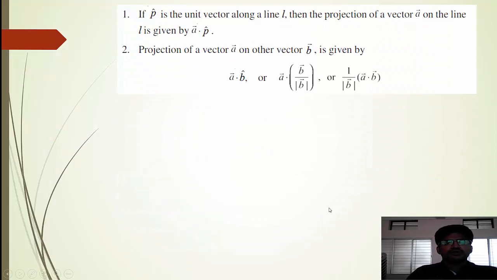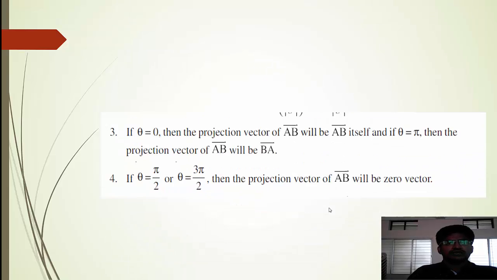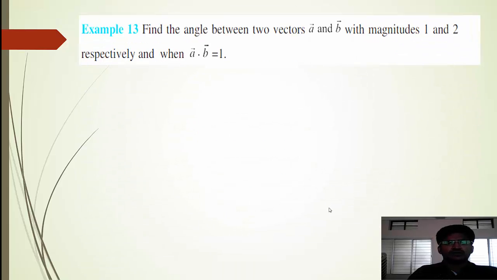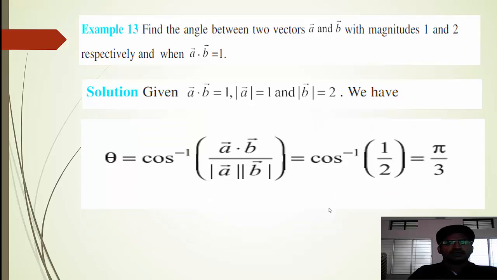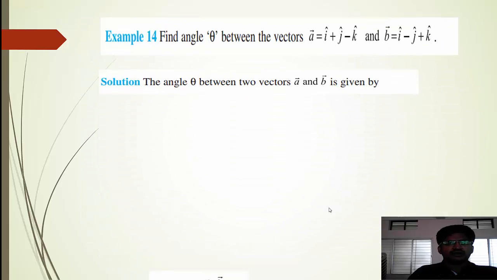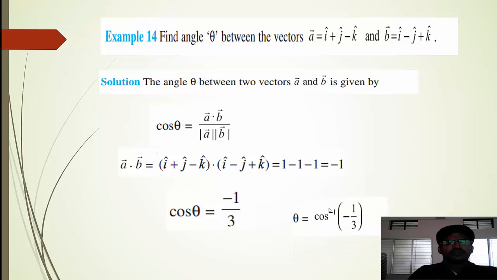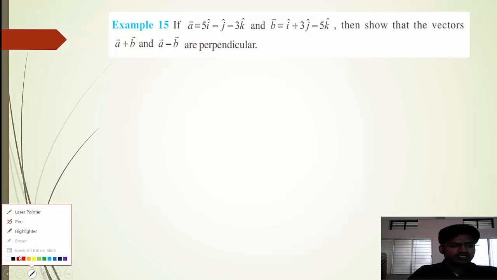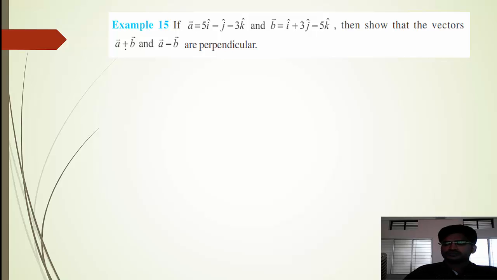Okay, so in the last class we have seen these two observations, and we have also seen the third and fourth observation. We have solved example 13 and we have solved example 14. Clear? So today we shall continue with example 15. Let us see what they are asking us to solve in this example.